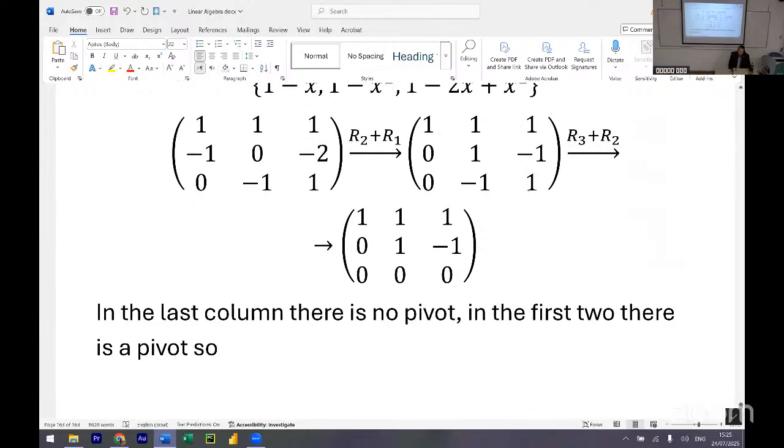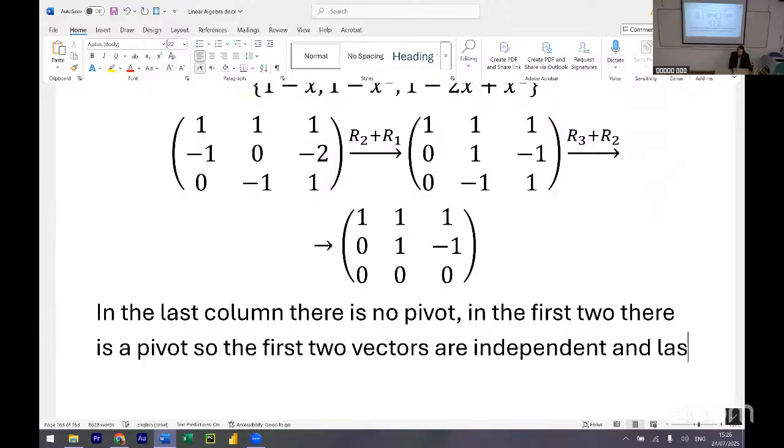So the first two vectors are independent, and the last one is unnecessary, irrelevant. I want another word, but redundant. Yeah, I think that's great. Thank you. Redundant.